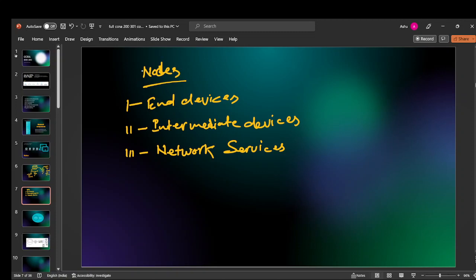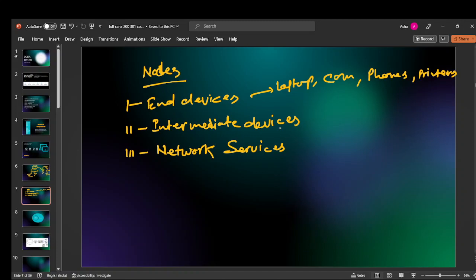So what are end devices? These are devices that directly interact with users and generate and consume data in the network, such as laptops, computers, smartphones, and printers. Clear? We use these devices to interact with users, to communicate, and to participate in data communication. So end devices are the source or destination of data within the network.